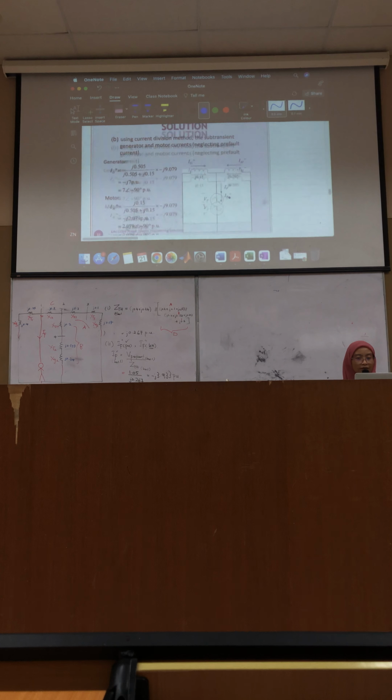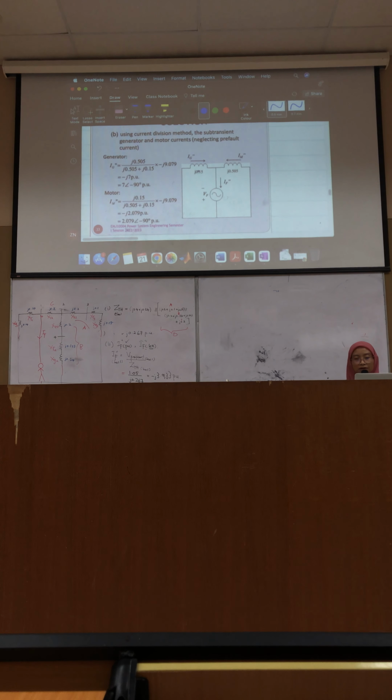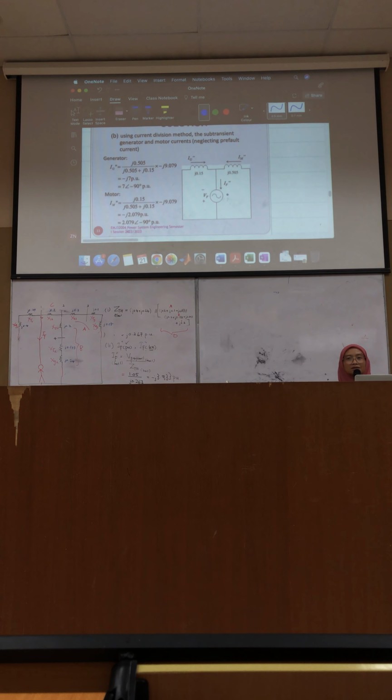Okay, now. Macam ni lah sebenarnya. Okay, so that dia nak cari, dia cuma kata cari generator current and juga motor current. So, you guna je KCL current divider. Okay, so nak cari IG, if you want to find the IG here, you akan ambil the opposite impedance divide by total impedance, kan? 0.05 plus 0.15 times the I source, which is the I fault.